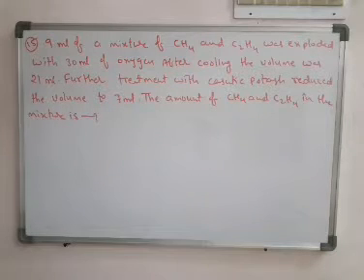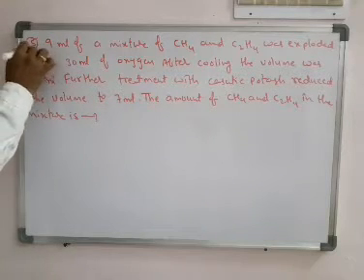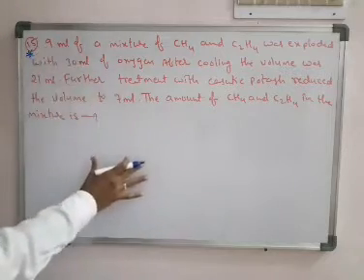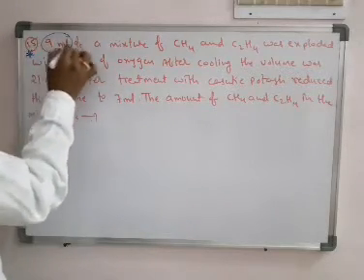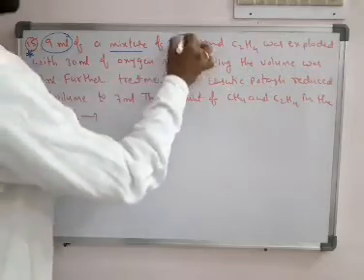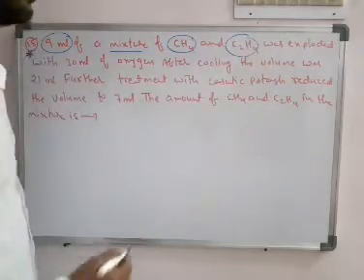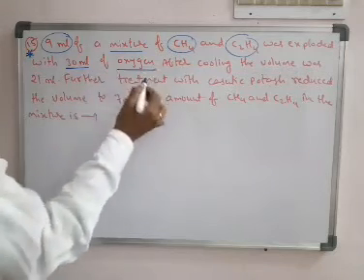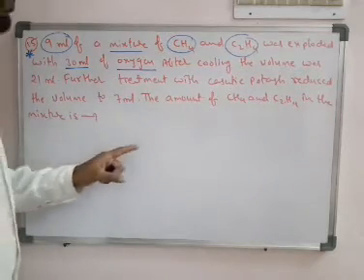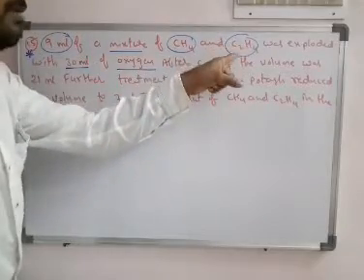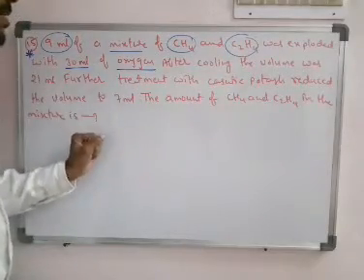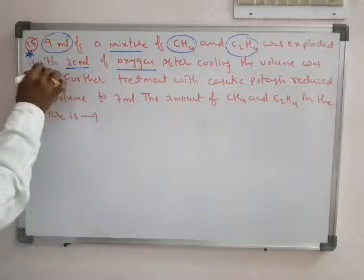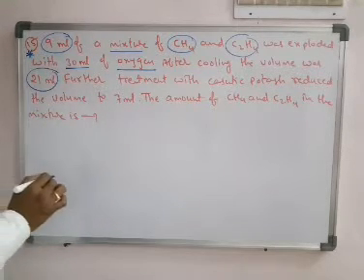Very important model. There are very few problems like this. First we understand the problem. 9 milliliter of a mixture of methane and ethene was exploded with 30 milliliter of oxygen. Here the oxidation of methane and oxidation of ethene takes place. After cooling, the volume was only 21 milliliter.